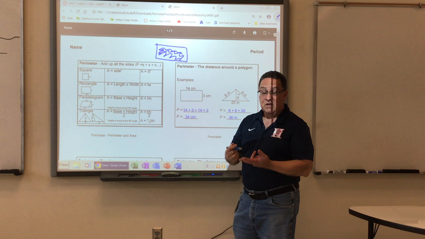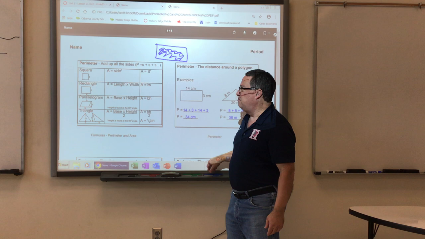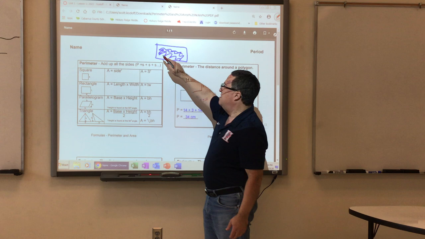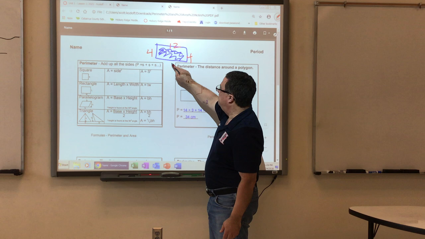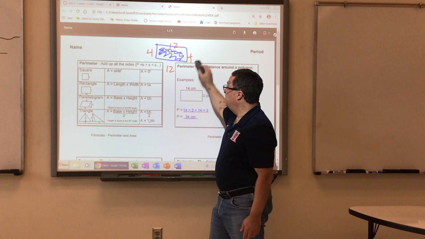The way to figure the perimeter is to take all sides of that shape and add them together. So if you happen to have a 4 here and a 12 here, then you're also going to have a 4 here and a 12 here. Add all 4 of those together, that gives you the perimeter of your fence.